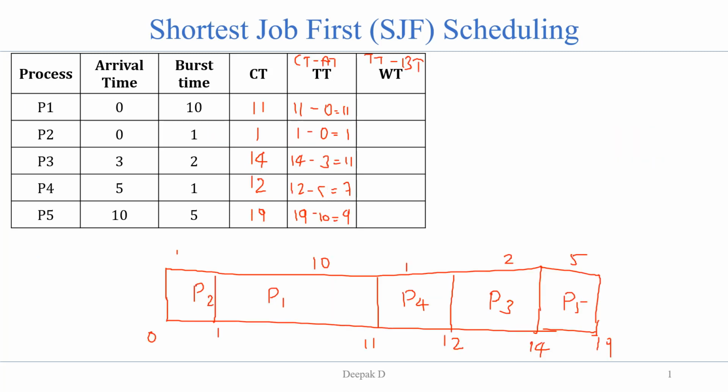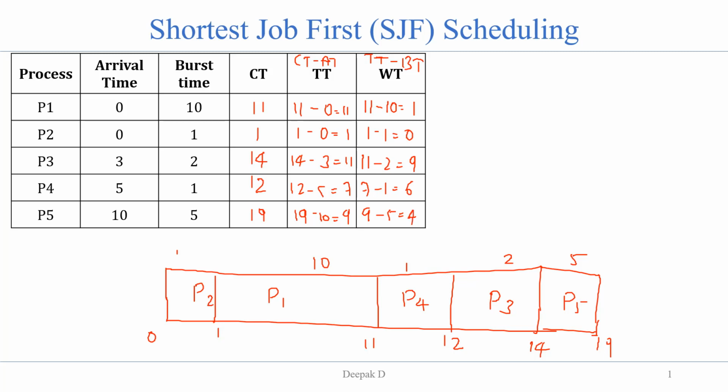Now we shall see what the waiting time for these processes could be. You know the formula: turnaround time minus burst time. For process P1, turnaround time 11 minus burst time 10, the remainder is 1. Next, 1 minus 1 is 0, 11 minus 2 is 9, 7 minus 1 is 6, and 9 minus 5 is 4.